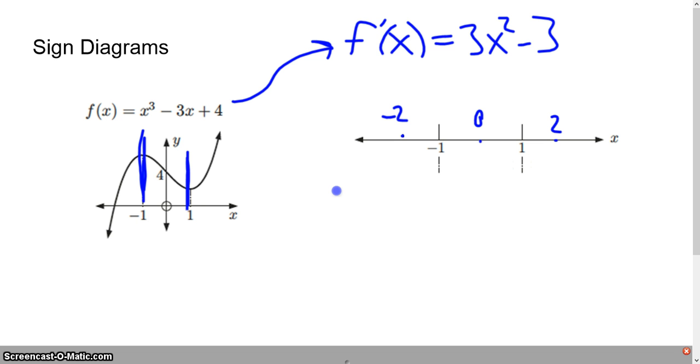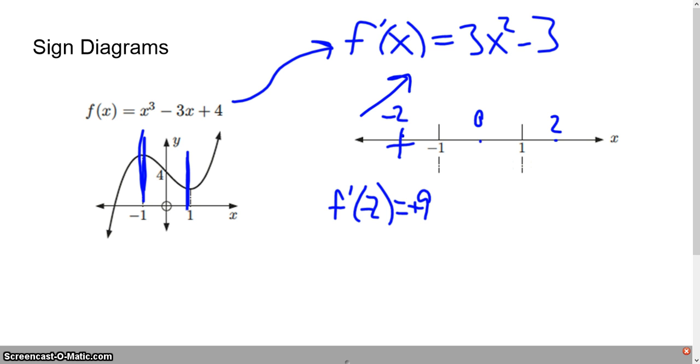Now, when I do f prime of -2, you can do the math here, but -2 squared is +4, 3 times 4 is 12, minus 3 would be +9. The value really doesn't matter. Really all we care about here is the fact that it's positive. So in our sign diagram, we know our derivative is positive here, which means our function is increasing.